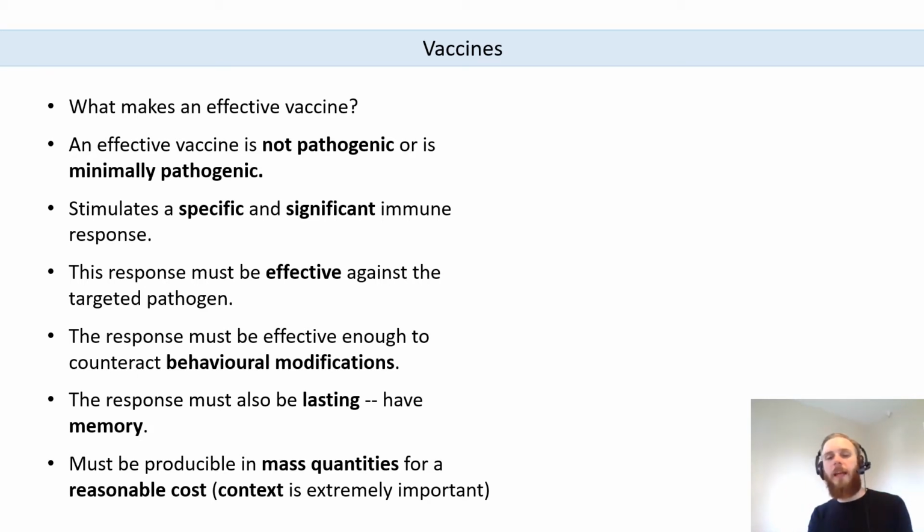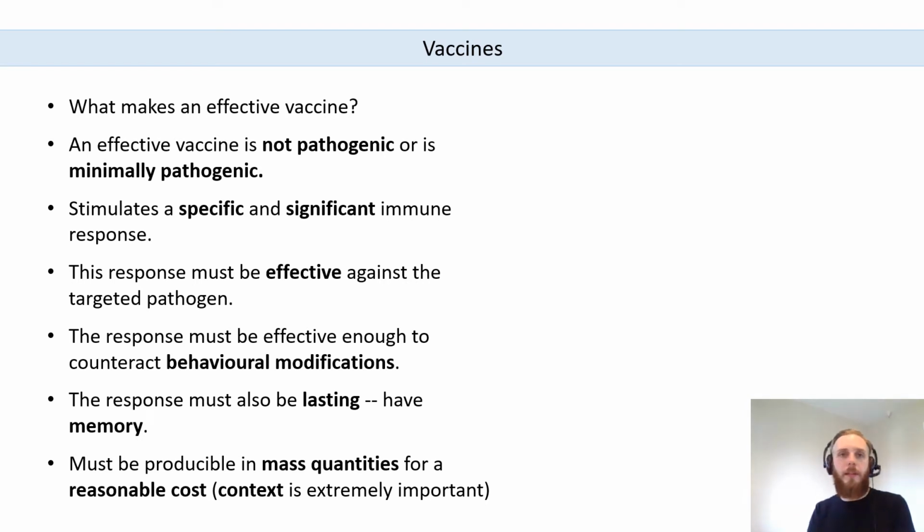There are some stipulations as to what makes an effective vaccine. Firstly, it must be safe. So obviously it can't cause harm or it can't be used. Secondly, it must be efficacious, so it must actually provide protection against a particular infectious agent.